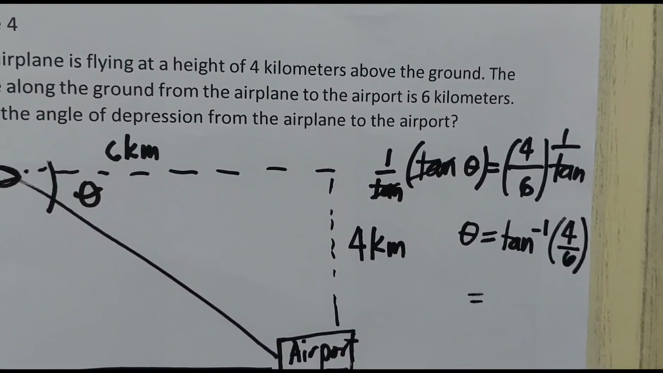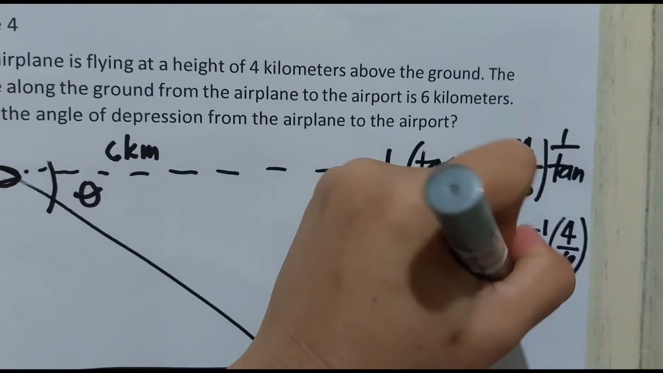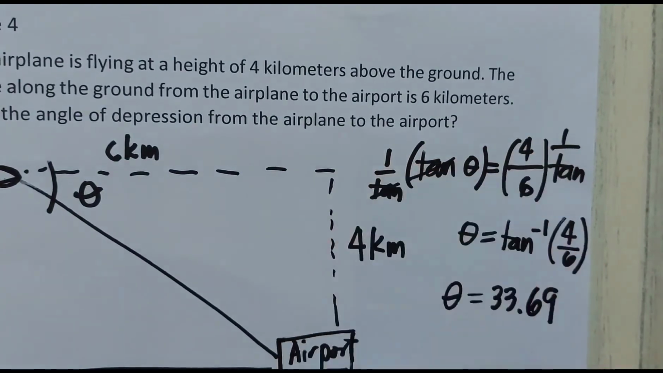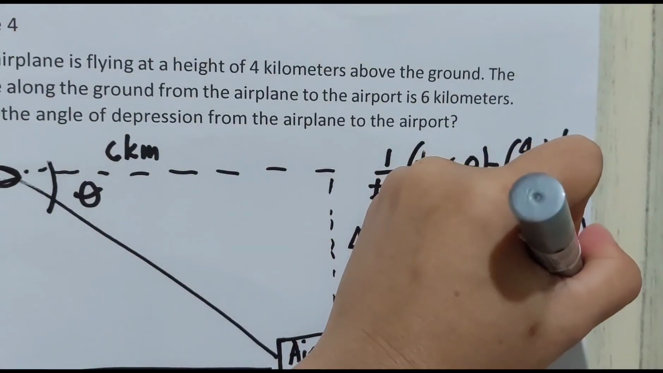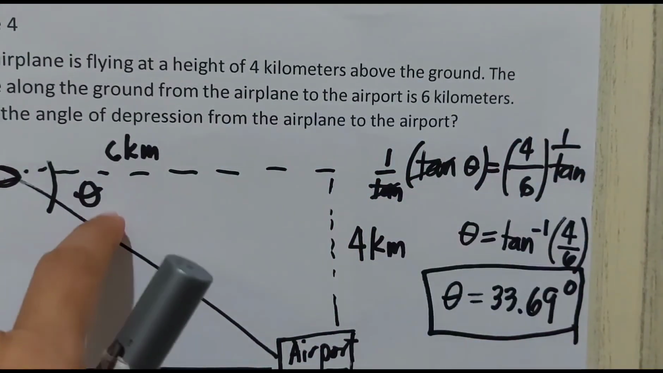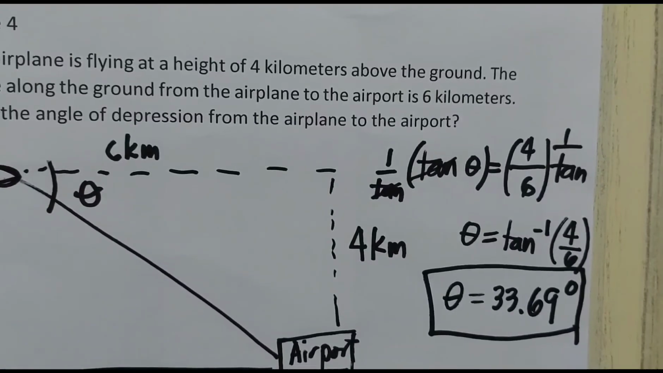So pila man ang answer na niya, that will result to your theta will be 33.69. So unsa may unit ani? Since theta ang gipangayo, so the unit is degrees. So therefore, the angle of depression from the airplane to the airport is 33.69 degrees.